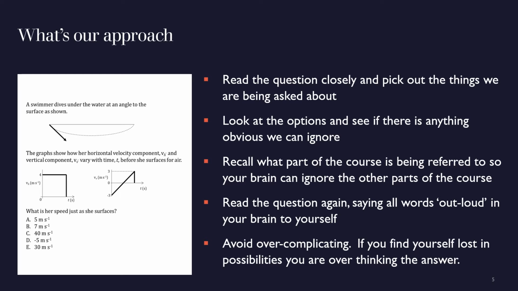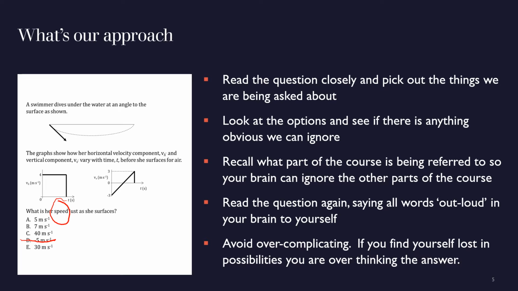So what's our approach? Well, again, we read the question closely and pick out the things we are being asked about. We are clearly being asked what her speed is, and we have some vertical and horizontal components to that. We'll look at the options to see if there's anything obvious we can ignore. Well, there is, I think, because we're being asked about her speed. We know that speed is a scalar, and that's positive, and we can see D is a negative option. So immediately I think we can just forget D, because speed is either 0 or positive.